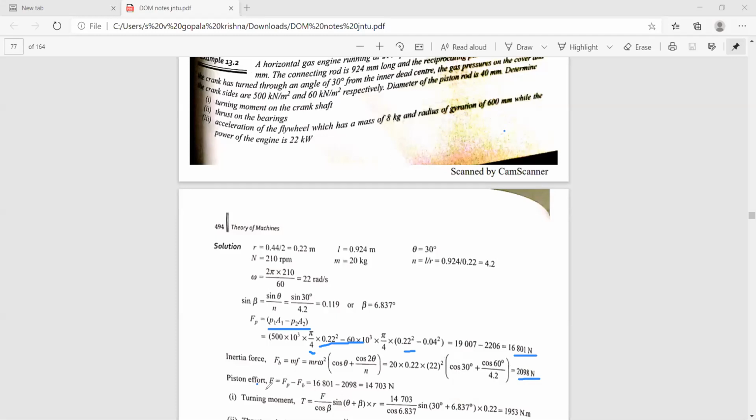Now going to find the piston effort, or net force applied on the piston. The piston effort F equals FP minus FB. Just as observed in the earlier derivation, the piston effort F equals FP minus FB. What is the FP value? Please respond, roll number 347. Just calculate FP minus FB, and then we get the piston effort value.